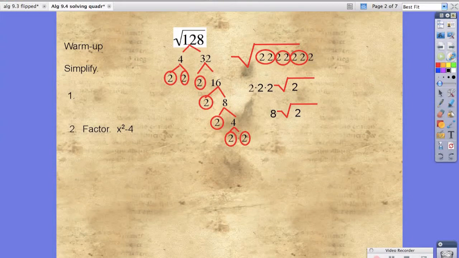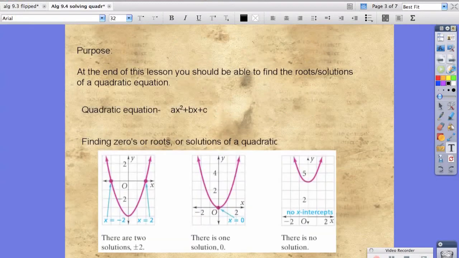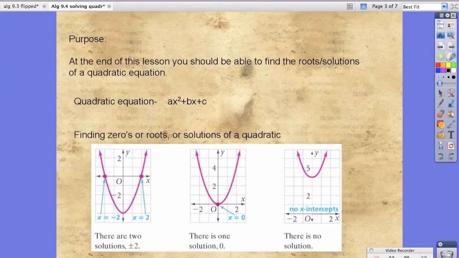Factor for number 2 is, because it's a difference of 2 squares, we have x minus 2 and x plus 2. So at the end of this lesson, you should be able to find the roots or solutions of a quadratic equation. Now just a reminder, the quadratic equation should look like ax squared plus bx plus c. Now, in this section, we're going to be finding the zeros or the roots or the solutions of a quadratic. Keep in mind, zeros, roots, and solutions are all synonyms, just to say this is where the solutions are for our graph or for our parabola.